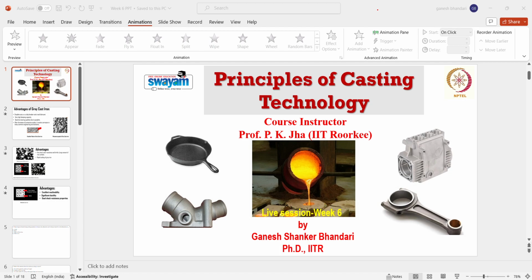Then coming to the next one, white cast iron. As you can see in this micrograph, the carbon is not present as flakes, as we saw in the last photograph of gray cast iron. It is present in bulk, in a structure known as carbide.